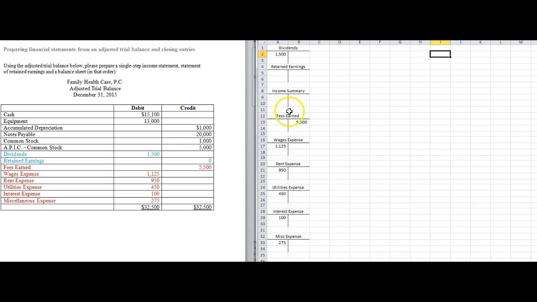So we've got our fees earned with a credit balance of $5,500. How are we going to make that $0? We're going to debit it for $5,500. And if we could debit one account, what account are we going to credit? We're going to credit income summary for $5,500. All our expenses have debit balances. To make them $0, we're going to credit them.